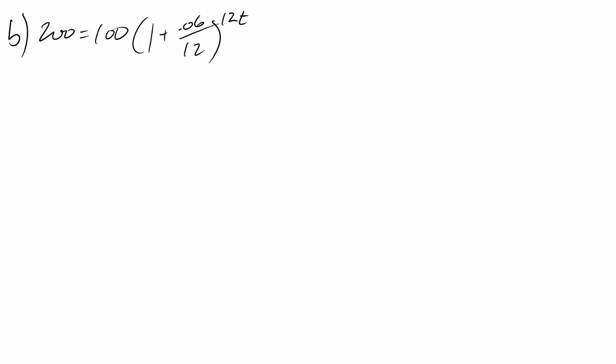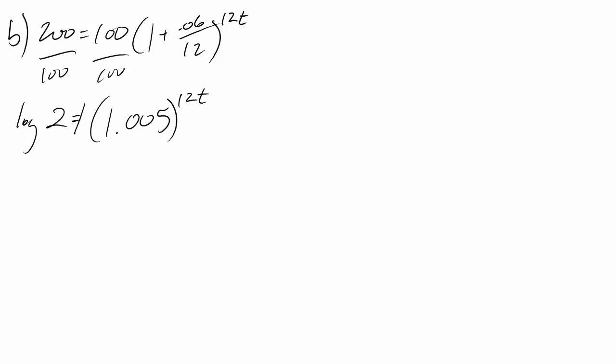Just like in part A, we're going to go ahead and divide out by 100 first. So we're left with 2 equals our 1, and 0.06 divided by 12 is going to give us 0.005, so this will be 1.005 raised to the 12t power. And just like before, the t is located in the exponent, so just like what we did in part A, we're going to take the log of both sides. And you can use natural log here as well. The choice is really up to you.